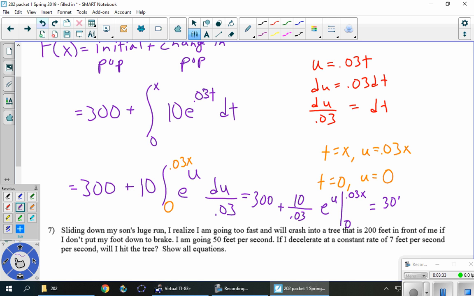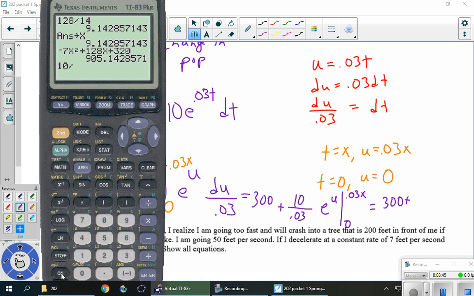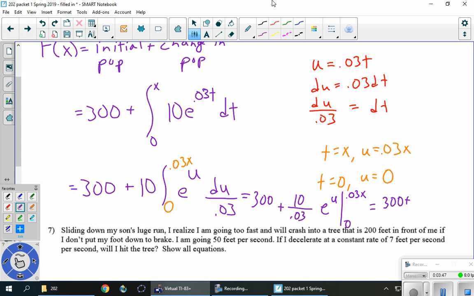So 300 plus. I'm just going to approximate here 10 divided by 0.03. I think it's 333 and change. Let's make sure. Okay. So roughly 333. And then we're going to plug in to e to the u. So e to the 0.03x minus e to the 0.